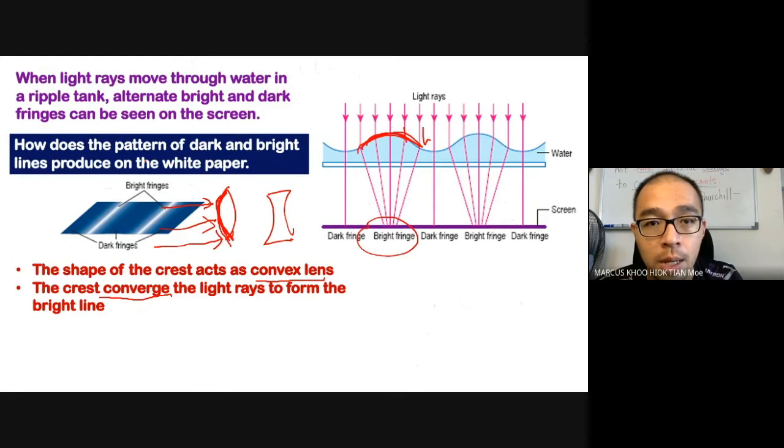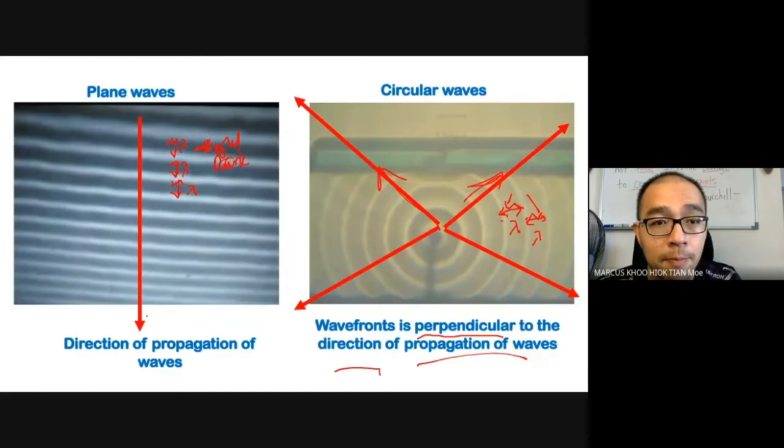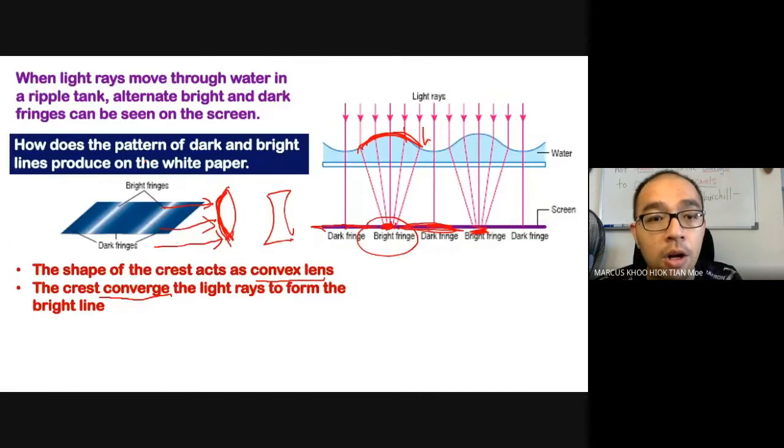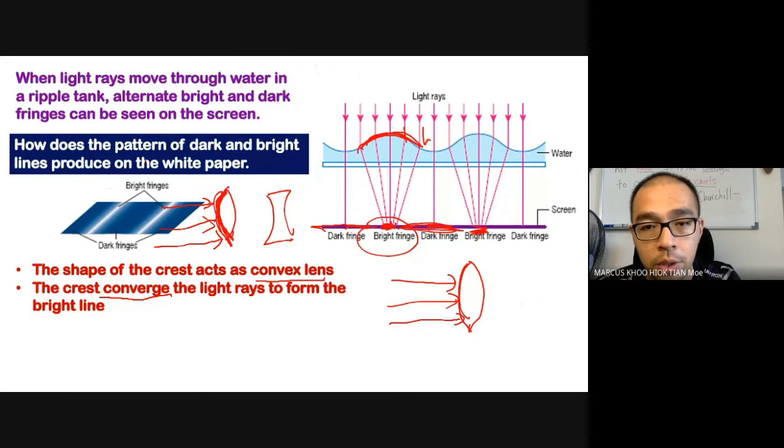So imagine 1, 2, 3, 4, 5. These 5 light rays will all meet at roughly the same place to form that bright light. And so that's why you have the dark areas. Look at this dark area. It's very thick, compared with the bright area, which is like this. So the lights are converging at the crests, because the crests look like convex lens. Like this. If you remember in Form 3, when you learn this one, the convex lens, when the light comes over here, it's going to meet at one point.